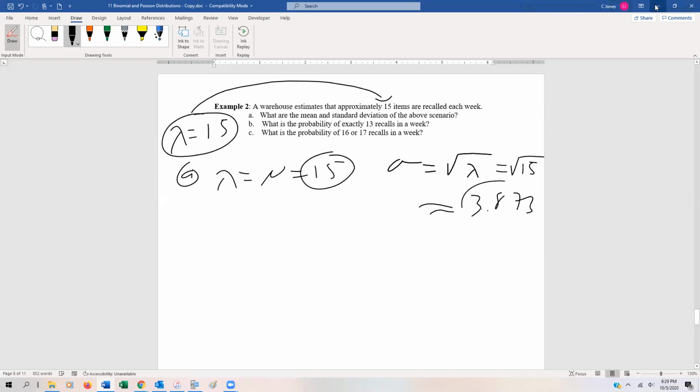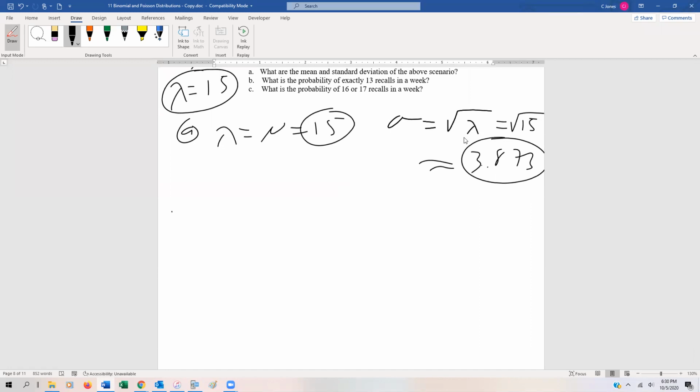All right. So that's the mean and deviation of this. So that means we have a standard deviation of about 4 recalls each week. All right. So an outlier, if we multiply 3 times 4 is 12. So if we got 15 minus 12 would be 3 or less, or 15 plus 12, 27 or more. All right. So those are just like the benchmarks for the outliers. All right. And we probably remember that from the other videos.